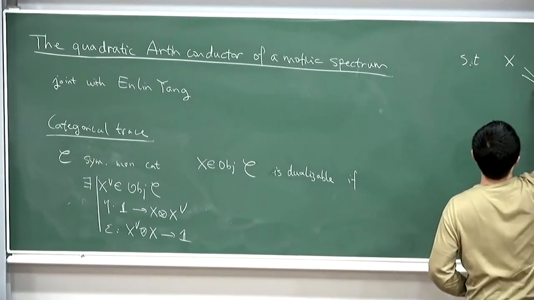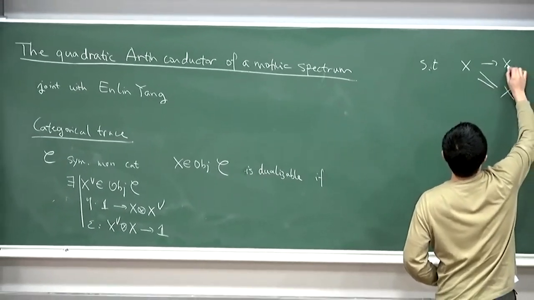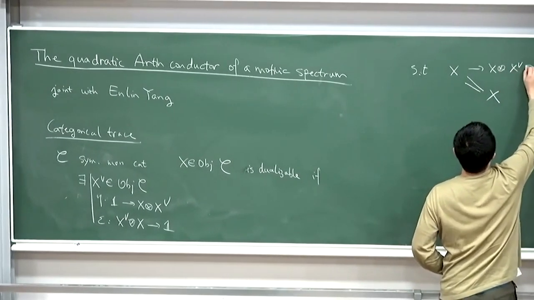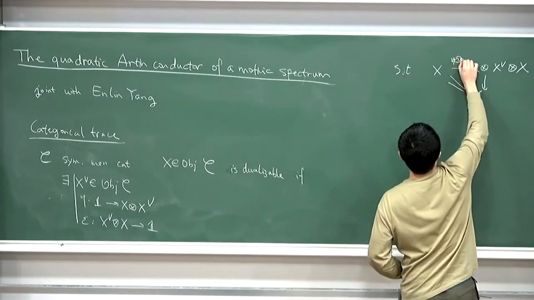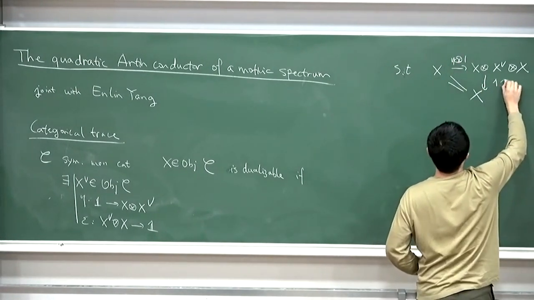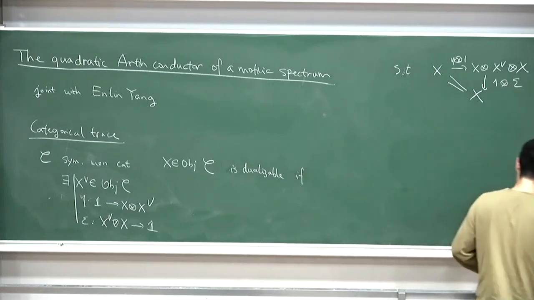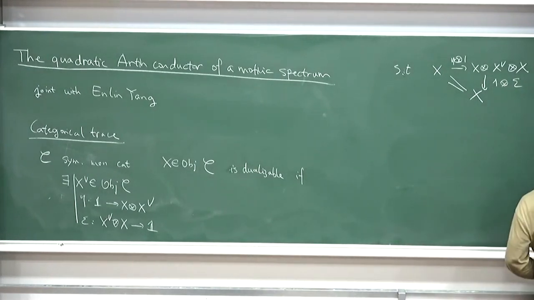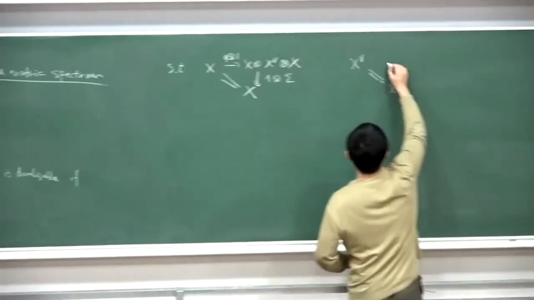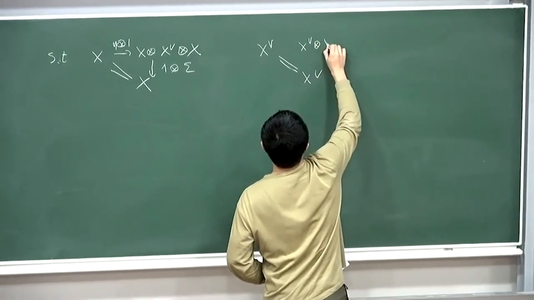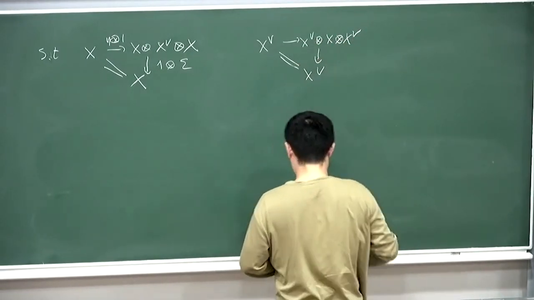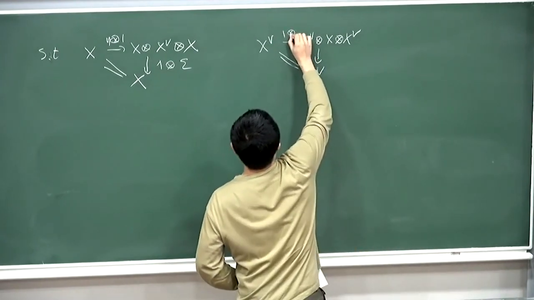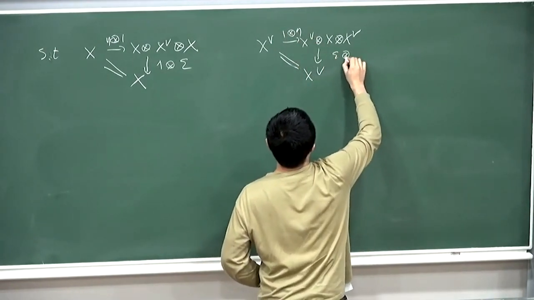X maps to X tensor X dual tensor X, where this is eta tensor 1, and this is 1 tensor epsilon. So this thing commutes, and the other one also commutes. So this is 1 tensor eta, and this is epsilon tensor 1.